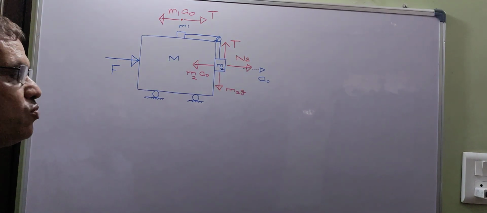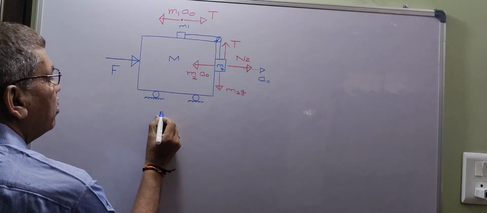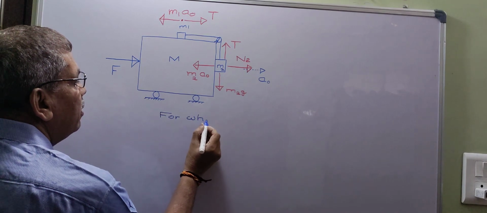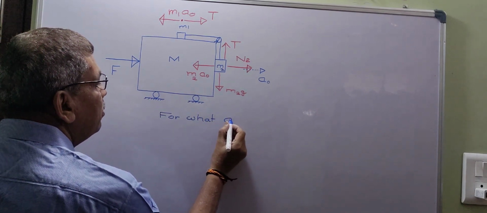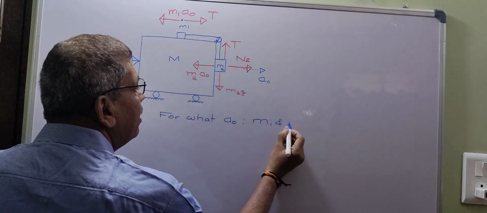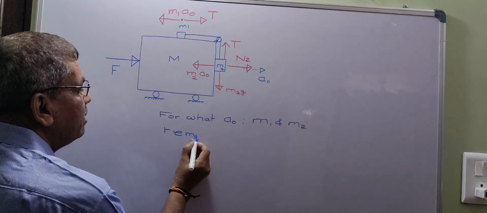Now the question is, for what value of A0 do M1 and M2 remain at rest?